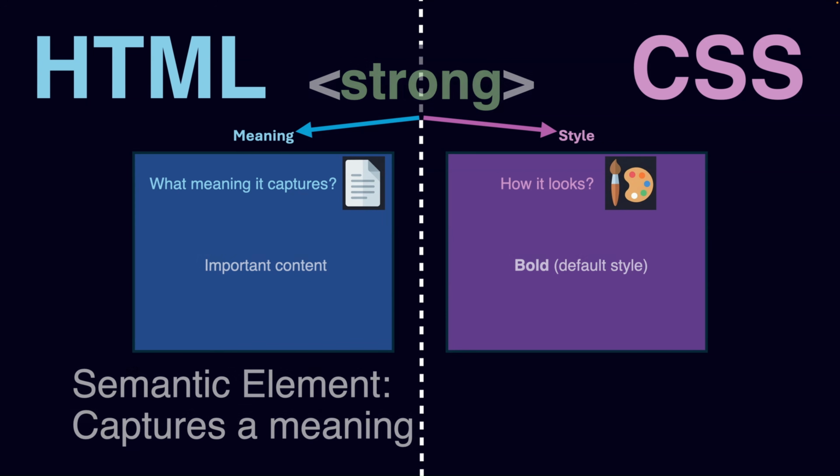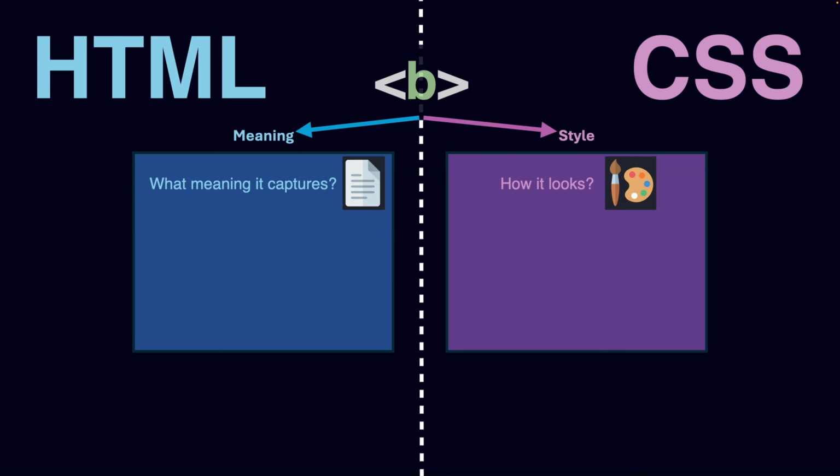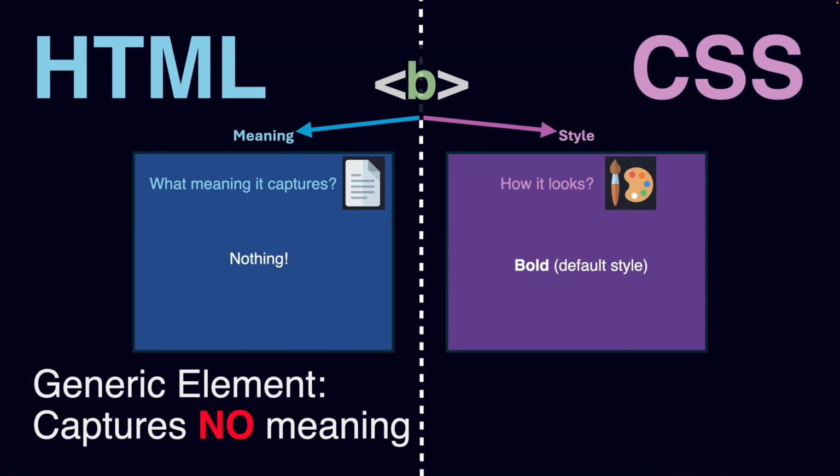Now let's see the B tag. The B tag, on the other hand, does not capture any meaning. We use it for the content that we later on would like to style bold, but that does not mean that piece of content is important. So the default style for the B tag on the browser is bold appearance as well. And this element is called a generic element. This element does not capture any extra meaning. That's why it's generic. Let me make this idea concrete through some examples.